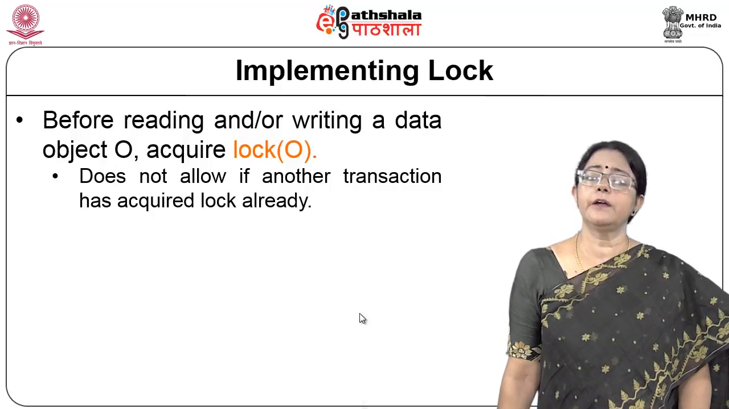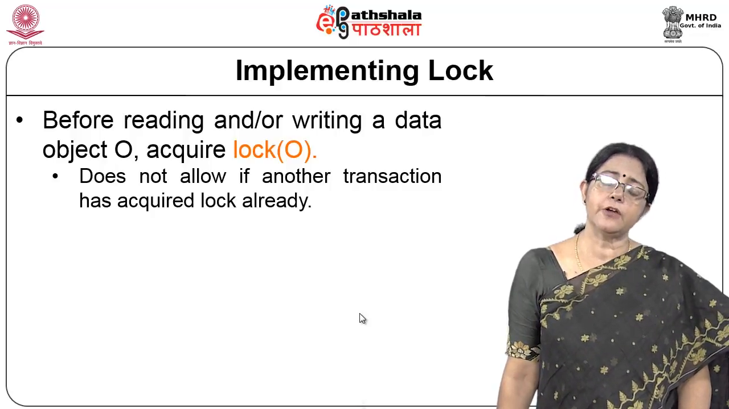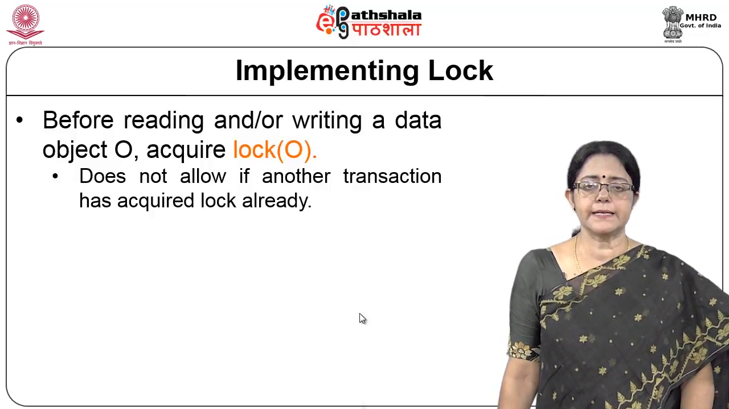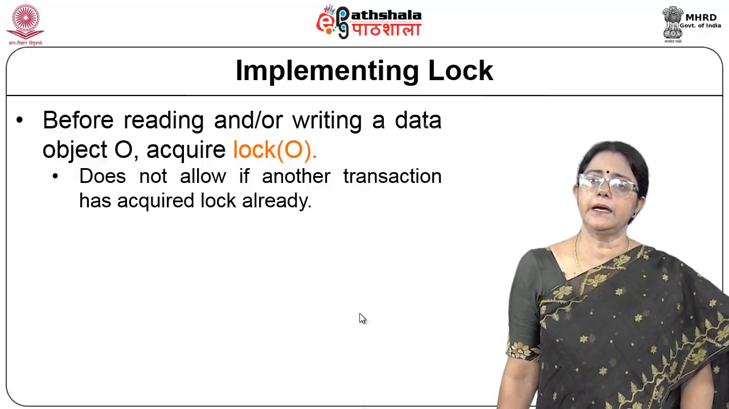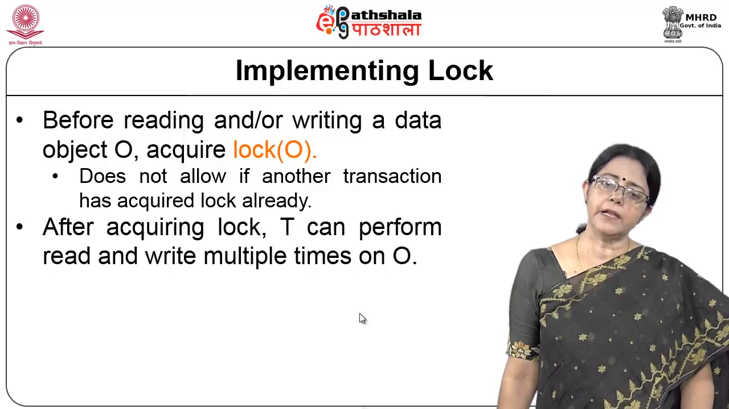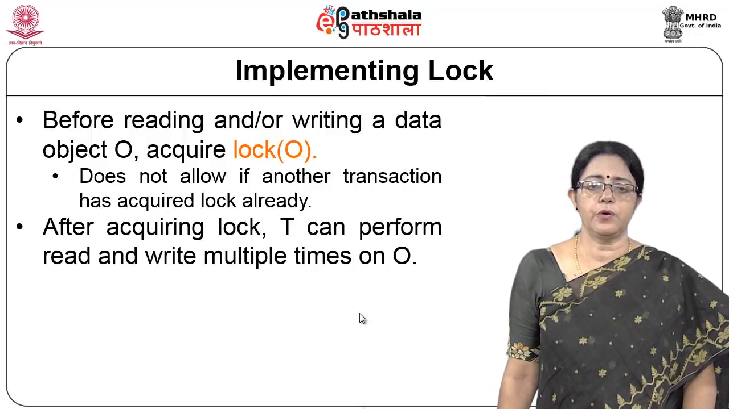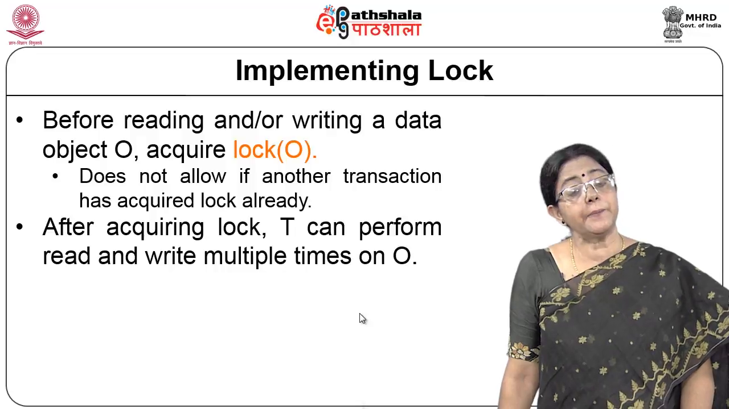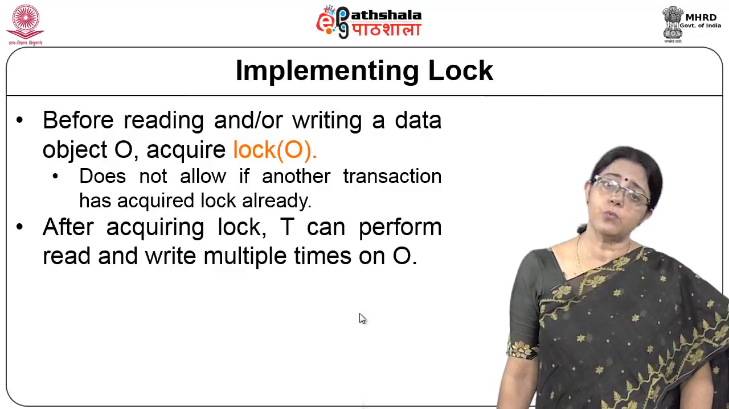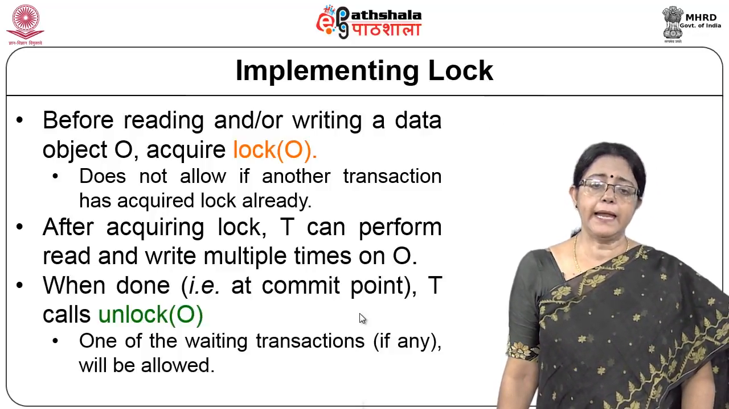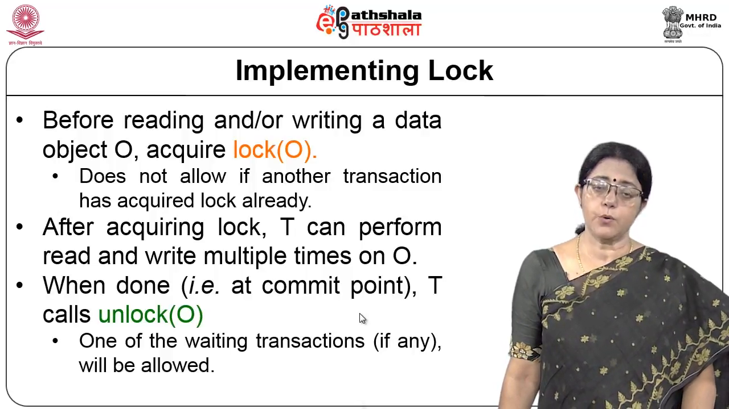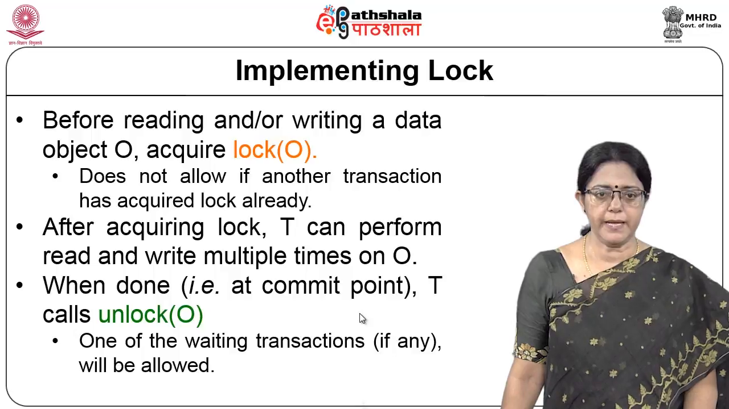Before the writing or reading process happens, we have to acquire a lock. If there are conflicting operations, then the data object will not allow the lock to be obtained. After acquiring a lock, the transaction T can perform all its reads and writes multiple times. There is no problem in accessing the same data multiple times once we have one lock, and then when it unlocks, one of the other waiting transactions will be allowed.